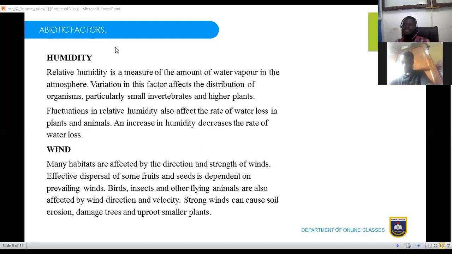Even if there is no moisture in the atmosphere, plants will be losing the water in them into the atmosphere. And I told you, the loss of water by plants is called what? Transpiration, all right?